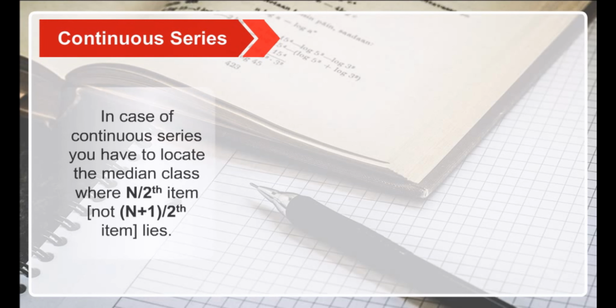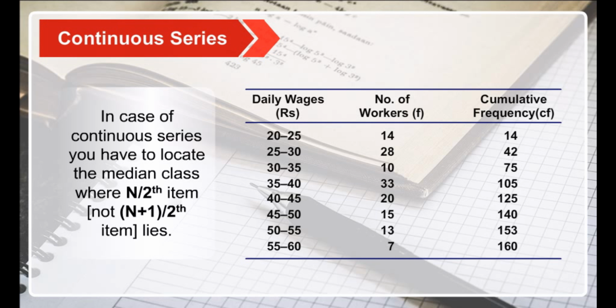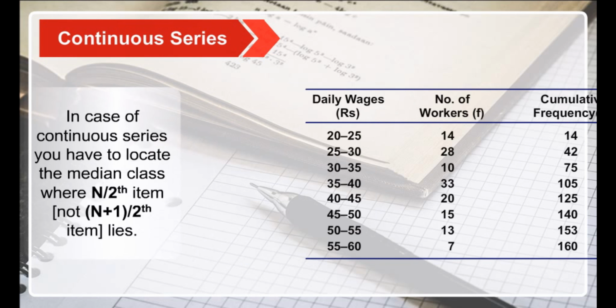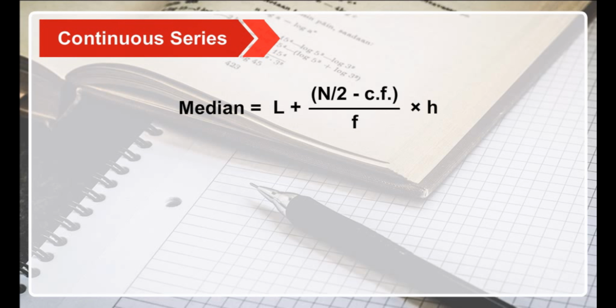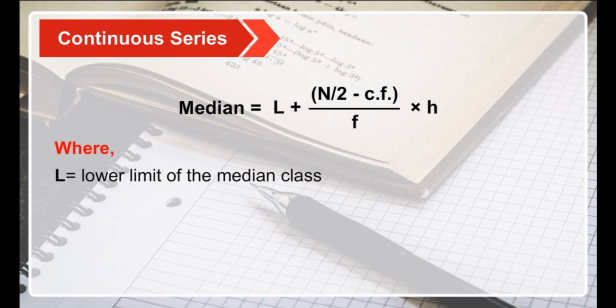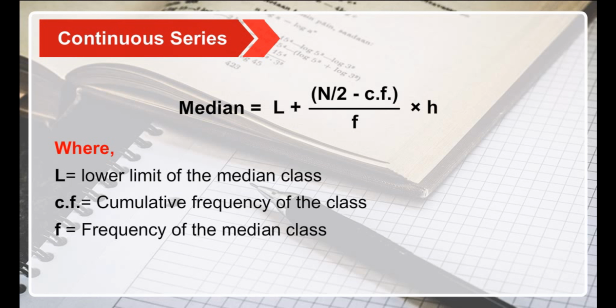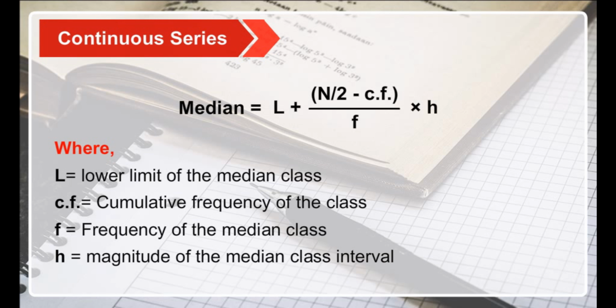Continuous series. In case of continuous series, you have to locate the median class where the n/2th item, not the (n plus 1)/2th item, lies. The median can then be obtained as follows. Median is equal to L plus ((n/2 minus Cf) upon f) into h, where L is equal to lower limit of the median class, Cf is equal to cumulative frequency of the class preceding the median class, f is equal to frequency of the median class, and h is equal to magnitude of the median class interval.